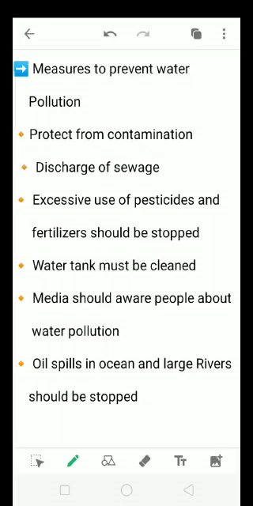So, what are the measures to prevent water pollution? If we use these measures, we can prevent water pollution. Sources of fresh water like rivers and lakes should be protected from contamination. The discharge of sewage and industrial effluent into rivers, lakes, and sea must be prevented unless the water has been treated. The excessive use of pesticides and fertilizers which contaminate groundwater should be stopped.